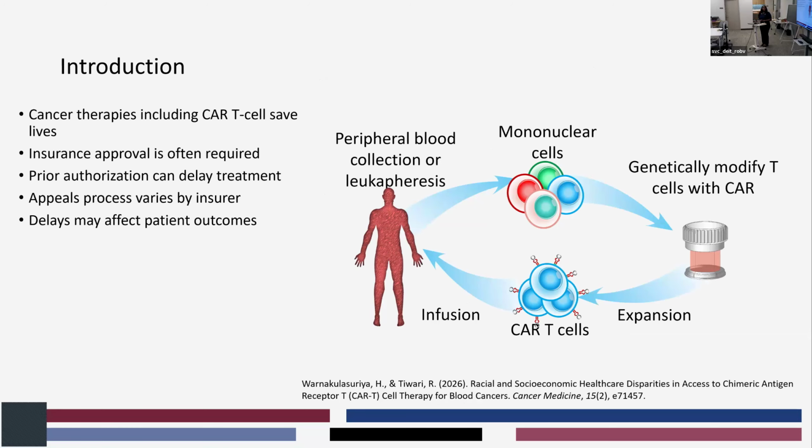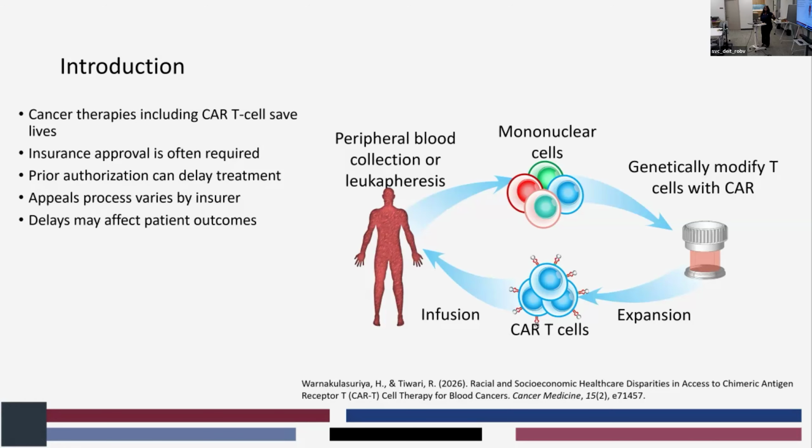100% of patients that are referred to CAR-T cell therapies and do not receive that treatment ultimately end up passing away. Cancer therapies can be life-saving, but patients often can't receive treatment immediately because insurance approval is required. Before patients can receive treatment, insurance companies require prior authorization, and if coverage is denied, patients must go through the appeals process, which can cause delays in care.